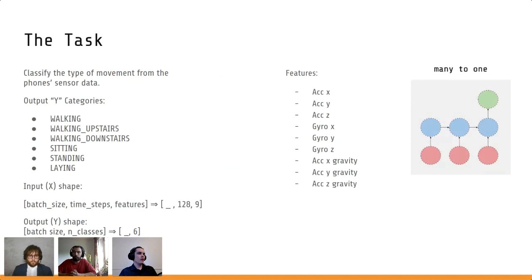We're going to do many-to-one prediction, which means that we have measurements at a certain frequency, which, if I remember correctly, is about 50 measurements or 30 measurements a second, something along those lines. Every sample is going to be 2.56 seconds long. So that's going to give us this dimension here as an input. What we're trying to predict is whether the user is walking upstairs, walking downstairs, sitting, standing, or laying.